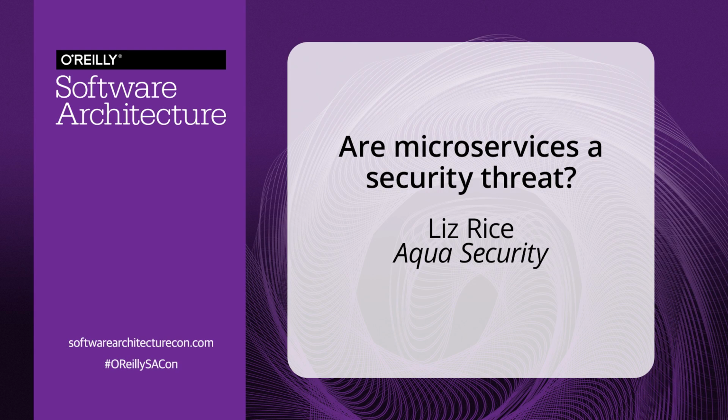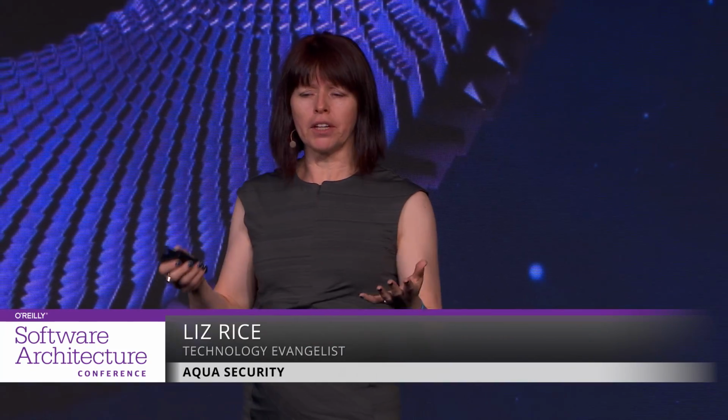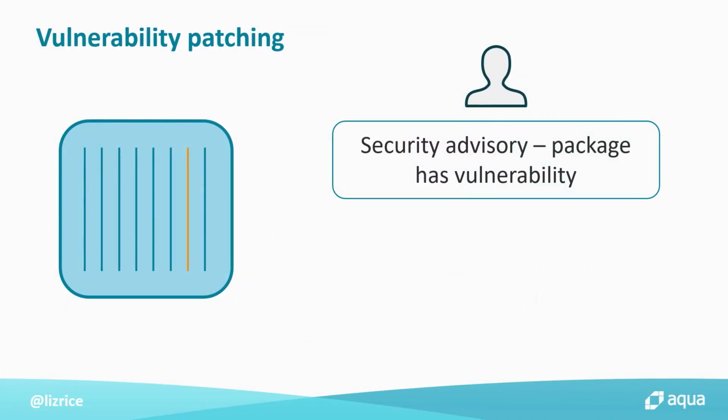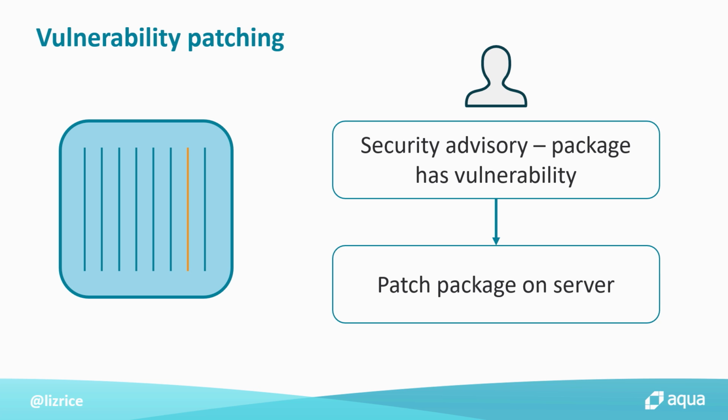So let's see how automation can help with the process of security patching. We'll start by looking at the traditional approach, where a security advisory gets published to say, package such and such has this vulnerability in version so-and-so. And the team will go through a process of identifying the affected servers and then manually applying a patch to each of the servers that's affected.